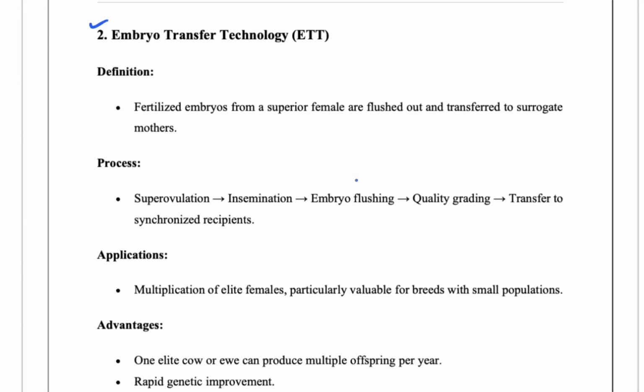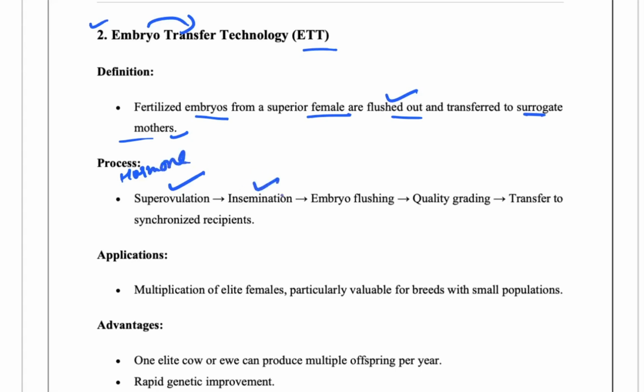Next one is embryo transfer technology, that is called ETT. In this technology, basically fertilized embryos from a superior female are flushed out. So you collect the fertilized embryo from the superior female and they are transferred to surrogate mothers, right? So embryos are transferred to another mother. So the process is superovulation. This is done with the help of hormone therapy to the female.